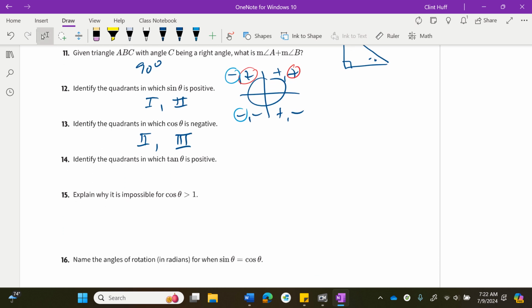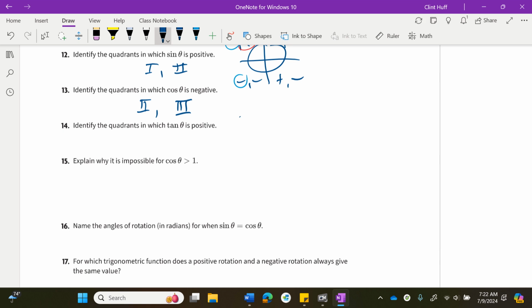When is the tangent positive? Remember, the tangent is the ratio between the y value and the x value. And in quadrant 1, we get a positive to a positive, which is positive. And in quadrant 3, we get a negative divided by a negative. So this would be quadrants 1 and 3 for a tangent being positive.